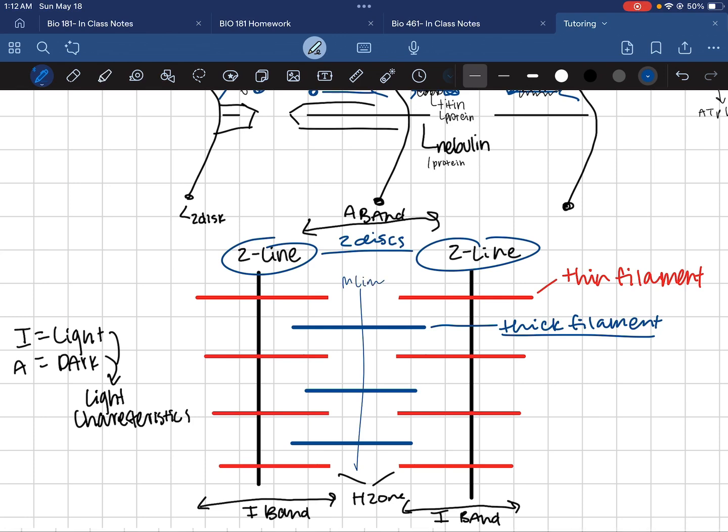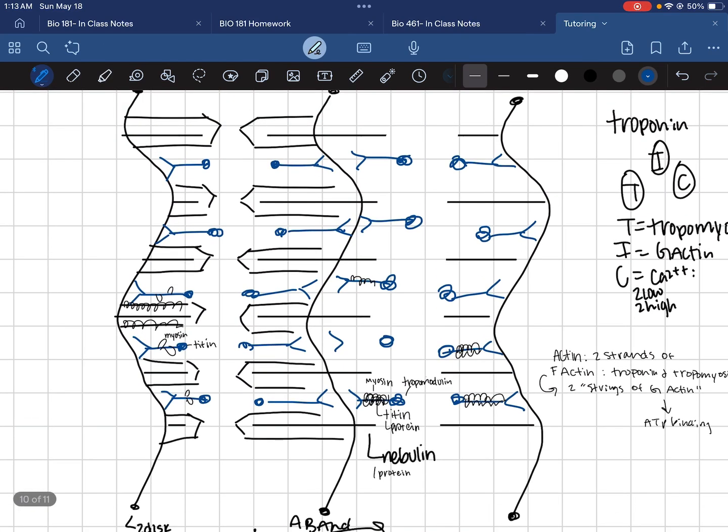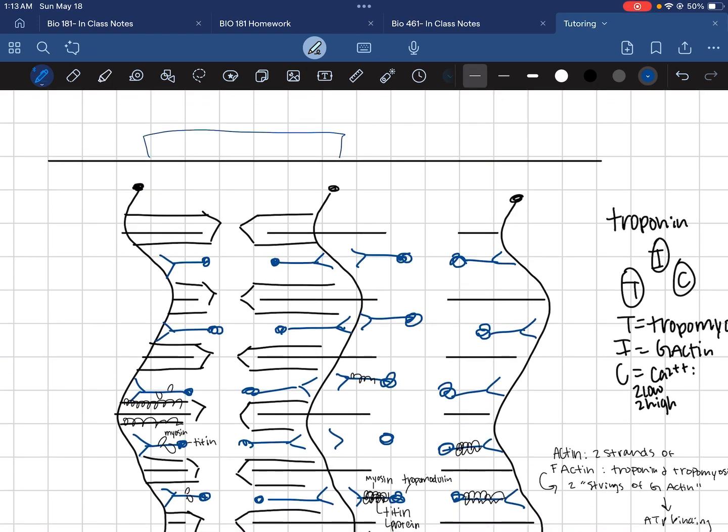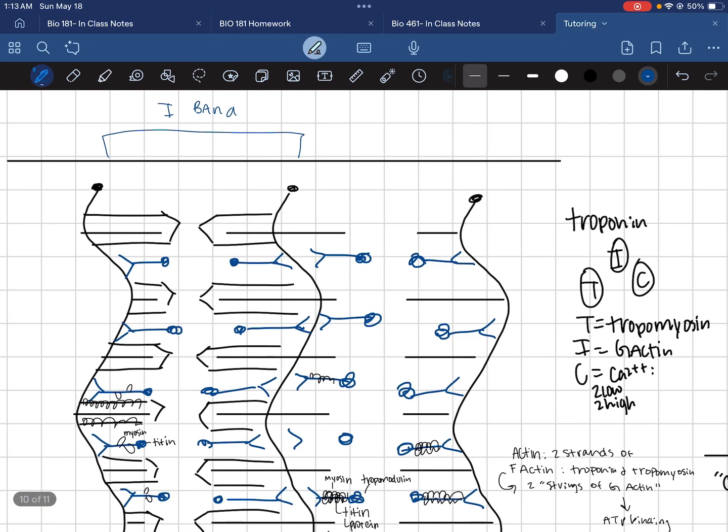And then if we zoom in more into this area, this is what it's going to look like. So we could say that right here, this is the I band. Again, I band if there were more. And then this is our A band right here in between the two. Wait, is that right? No, that's not right. I don't know what I'm thinking. Sorry, let me fix this real quick. So, I band, A band.